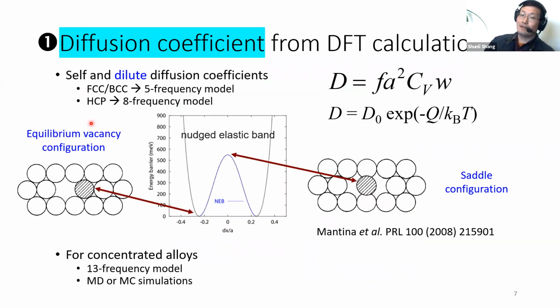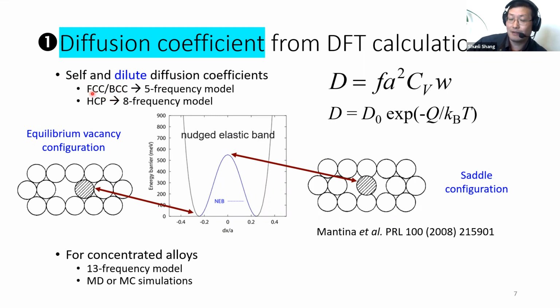And the first fundamental property is the diffusion coefficients. We can claim our group is almost the first group to use DFT completely to predict the diffusion coefficients. We can predict the self-diffusion coefficient, also the dilute diffusion coefficients.